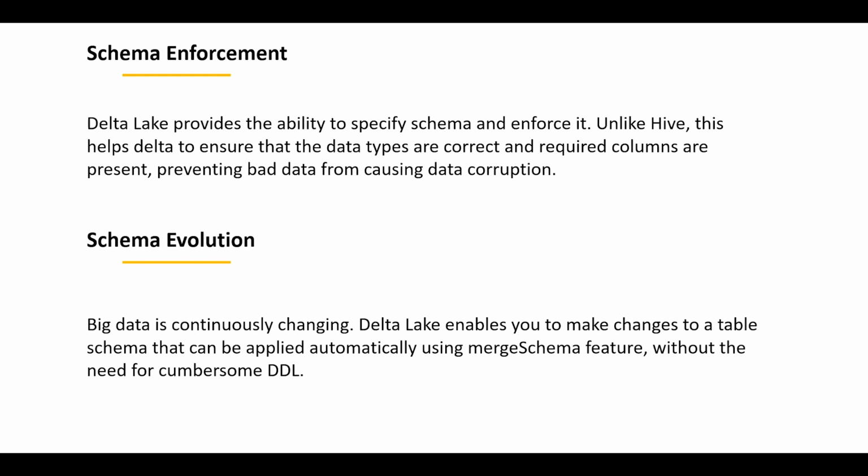Schema evolution is similar: big data is continuously changing, your business is growing, and the agility of the business growth is too fast. So when there are data changes, your upstream application will not notify you every time. So your application needs to adapt to evolve the schema. This can be applied using the merge schema feature of Delta Lake.